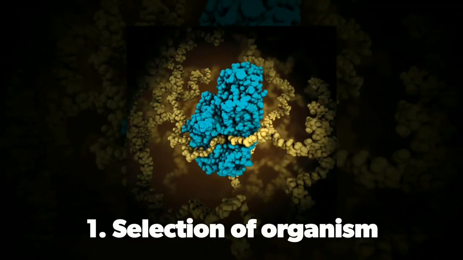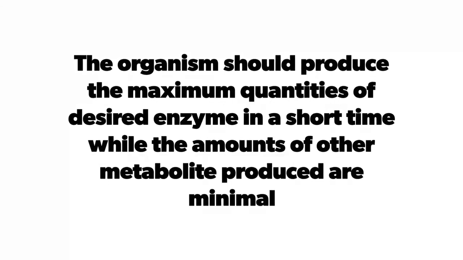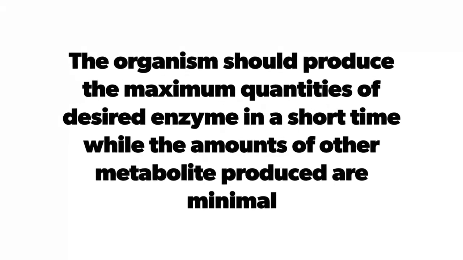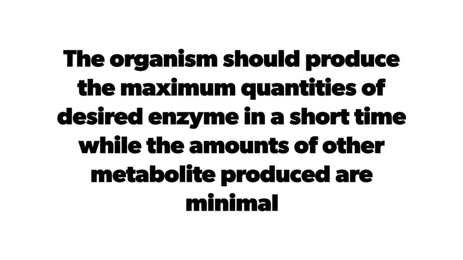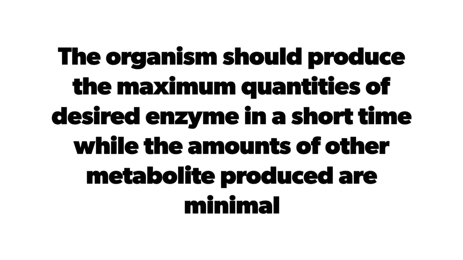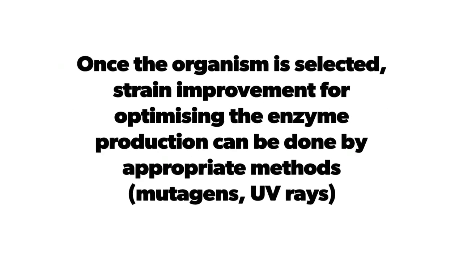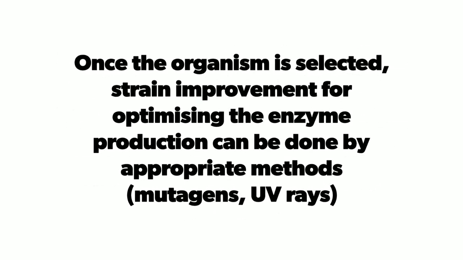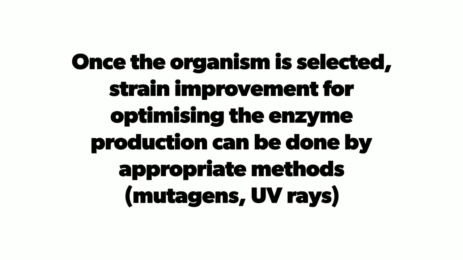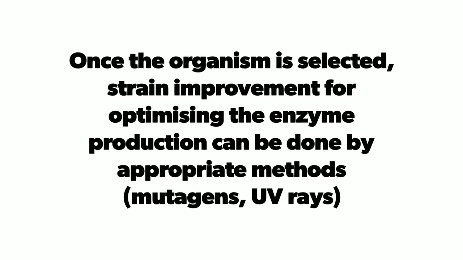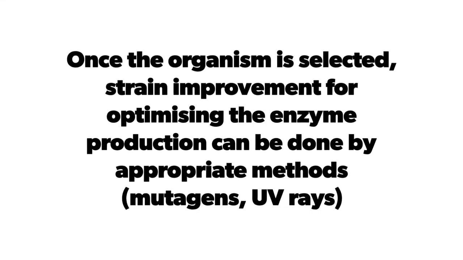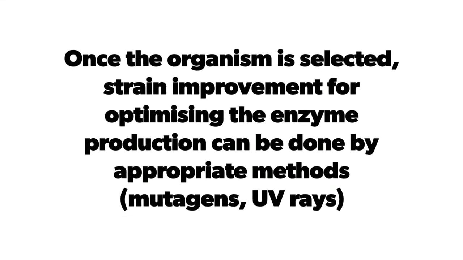First step: selection of organism. The organism should produce the maximum quantities of desired enzyme in a short time, while the amount of other metabolites produced are minimal. Once the organism is selected, strain improvement for optimizing the enzyme production can be done by appropriate methods like use of mutagens and UV rays, etc.